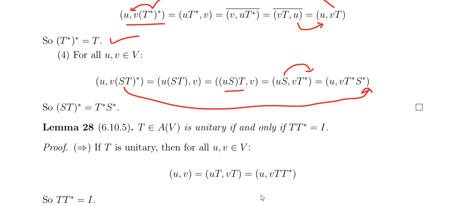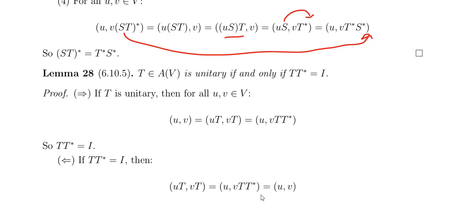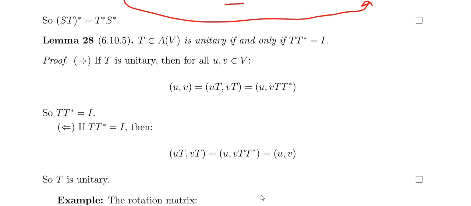So the same way, this is the basic definition. Its lemma is very important. T is a unitary operator if and only if TT star equal to I. T is unitary now, TT star equal to I. So how to prove that? Some basic definition of the unitary: U, V equal to UT, VT. This is the definition. The T on the side, that is called the T star.